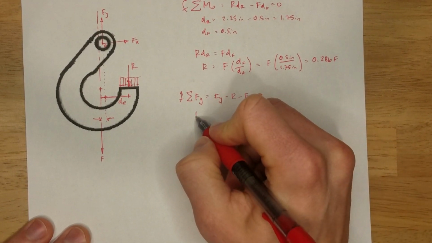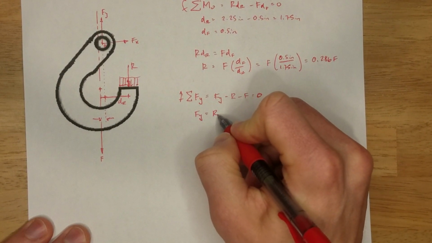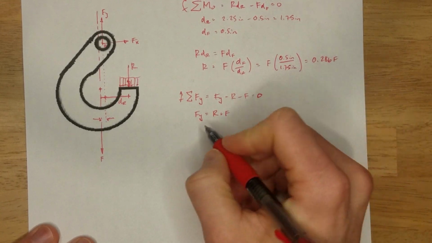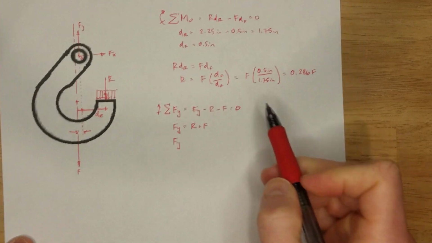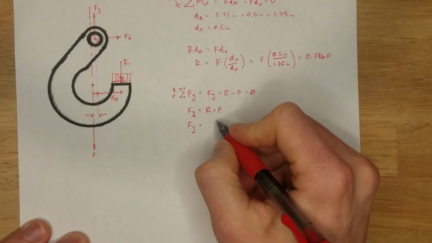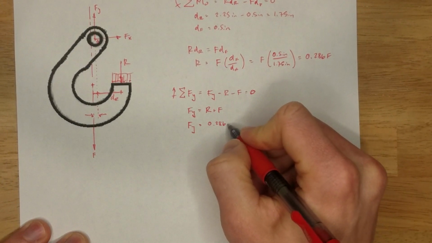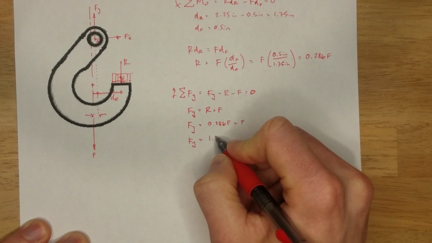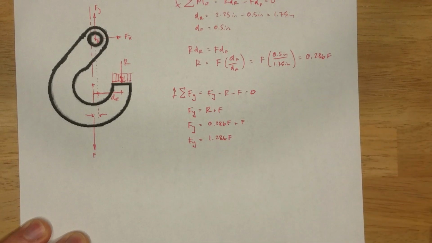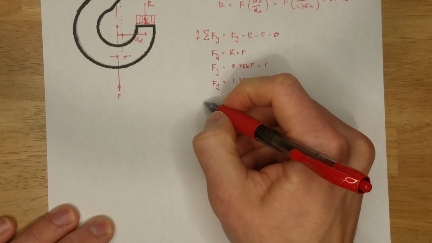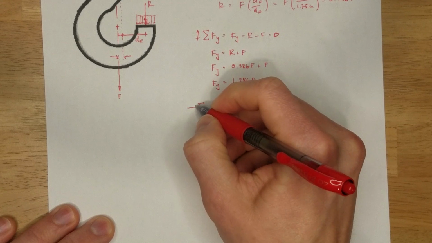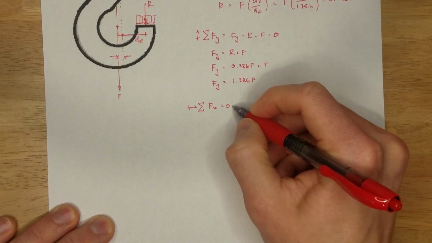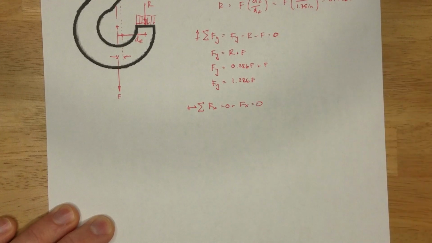Let's rewrite that so that Fy equals r plus f. And let's plug in what we just solved for r: 0.286 f plus f. Fy equals 1.286 f. Good. Now let's do our third equilibrium equation. Sum of forces in the x direction, that is Fx equals 0.